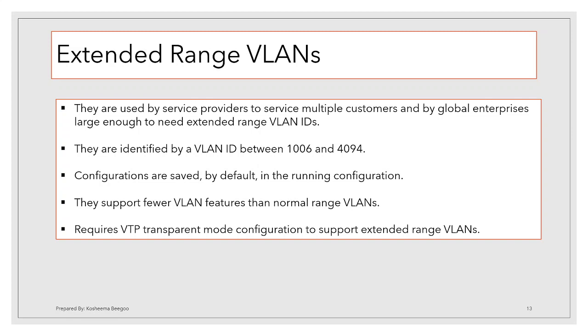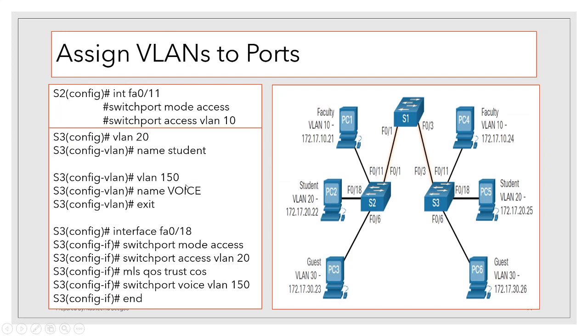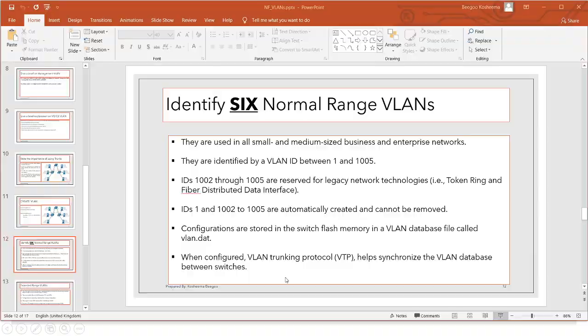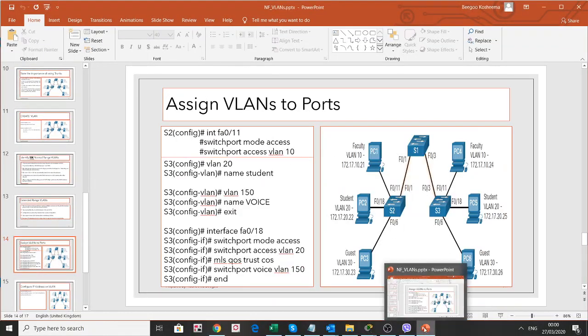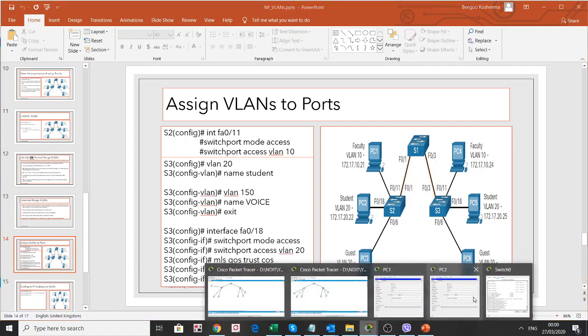So when we have VLANs, we can create up to 4094. But if your VLAN ID is 1006, 1008, 2000, then it is known as an extended range VLAN. Next. Now we have to assign ports to our VLAN. FA0/1 to VLAN 10. So let's go back to our Packet Tracer here.